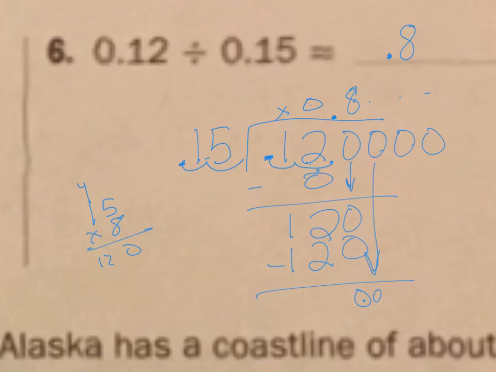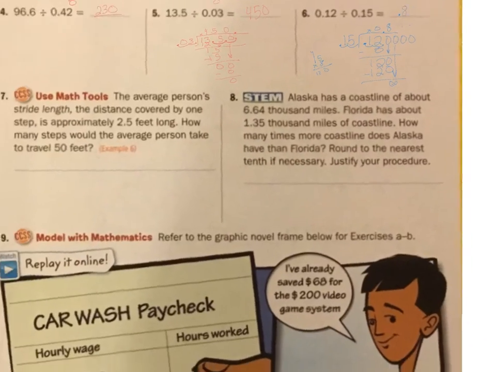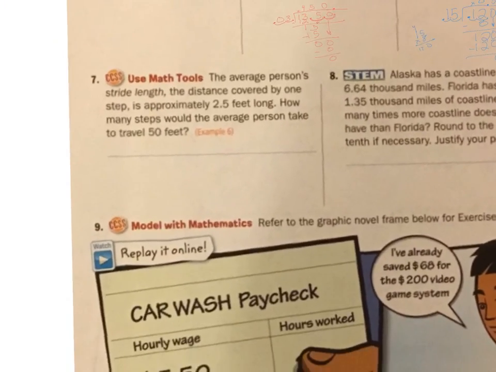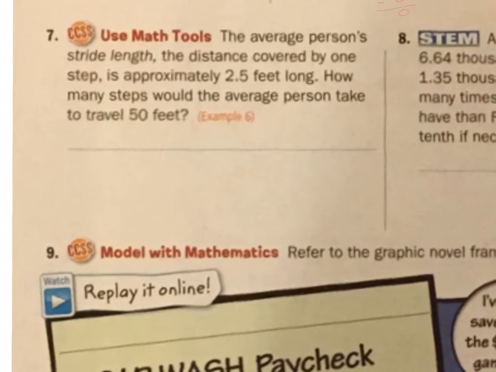Okay? Let's do the word problems. We have 3 left: 7, 8, and 9. Let's do 7. The average person's stride, the distance covered in one step, is approximately 2.5 feet long. How many steps would the average person take to travel 50 feet?